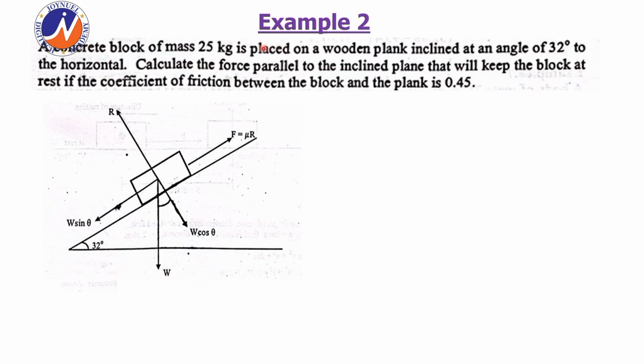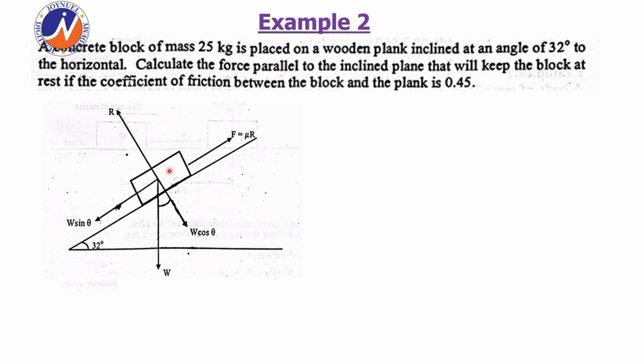Let's look at another example. A concrete block of mass 25 kg is placed on a wooden plank inclined at an angle of 32 degrees to the horizontal. Calculate the force parallel to the inclined plane that will keep the block at rest if the coefficient of friction between the block and the plank is 0.45. Now we need the force parallel to the inclined plane that will keep it at rest. For it not to move, that means we have to find the difference between the forces acting on it.